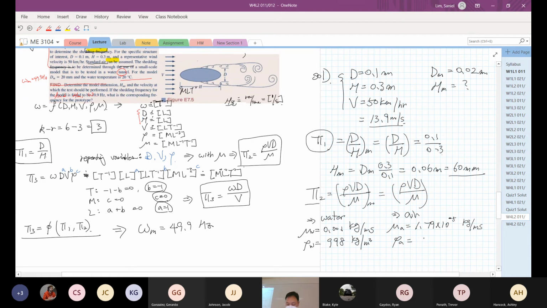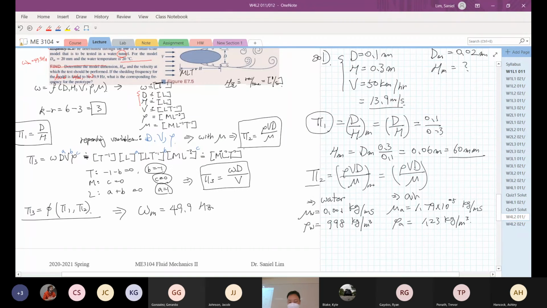It's still kind of weird because we are trying to predict the flow field behavior in the air by water. Okay, so when you have a mu and rho, you can just plug the numbers here, right? Let me just check it. Rho is given, mu is given, and d and dm are also given here and there. And the velocity in the prototype is given, which is this one.